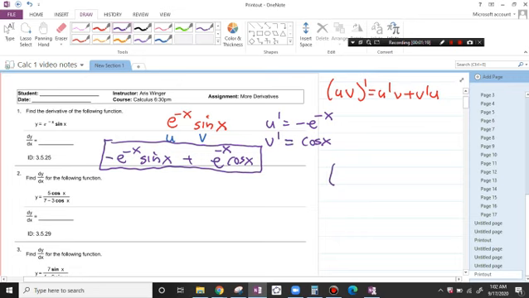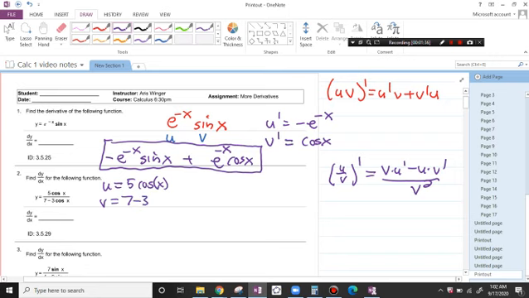Number two, quotient rule. Quotient rule says that the derivative of u over v is v times u prime minus u times v prime, all over v squared. In this case, u is the numerator, it's 5 cosine x. v is the denominator, it's 7 minus 3 cosine x. u prime equals negative 5 sine x. v prime equals, the derivative of 7 is 0, so this is positive 3 sine x.